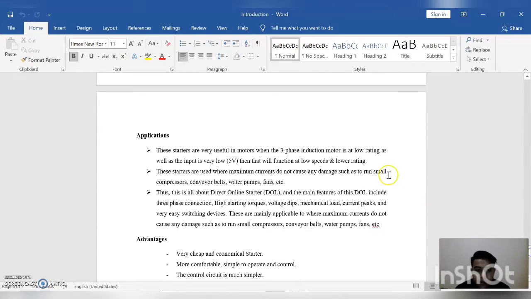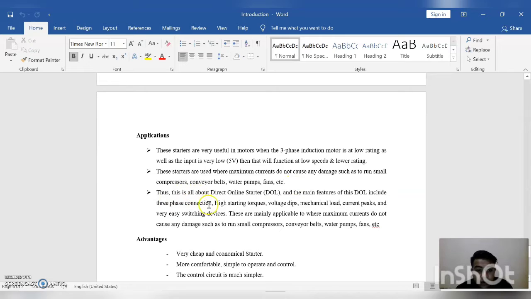Okay, so about the application, these starters are very useful in motors when the three-phase induction motor is at low rating as well as the input is very low, then that will function at low speeds and lower rating. The next is these starters are used where maximum currents do not cause any damage, such as to run small compressors, conveyor belts, water pumps, fans, and other than that.